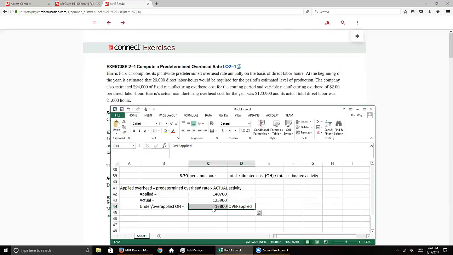I'd have to create an entry to close that out, if you will, to either cost of goods sold or those WIP, finished goods, and cost of goods sold accounts. That was later on in chapter 2 and the beginning of 3. Yeah, I want to address that when we get to that part too. Sure, yeah, absolutely.